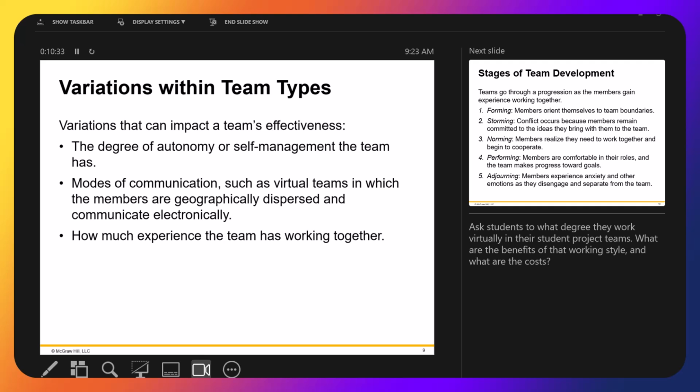How much experience does the team have working together? Do you have an experienced team working together, or an inexperienced team? An inexperienced team is not going to be as effective and efficient as one that actually has experience working together. They haven't learned to fall into different types of roles yet, and they're still trying to figure things out. Doesn't mean they won't be effective. It just means they need time to gel.